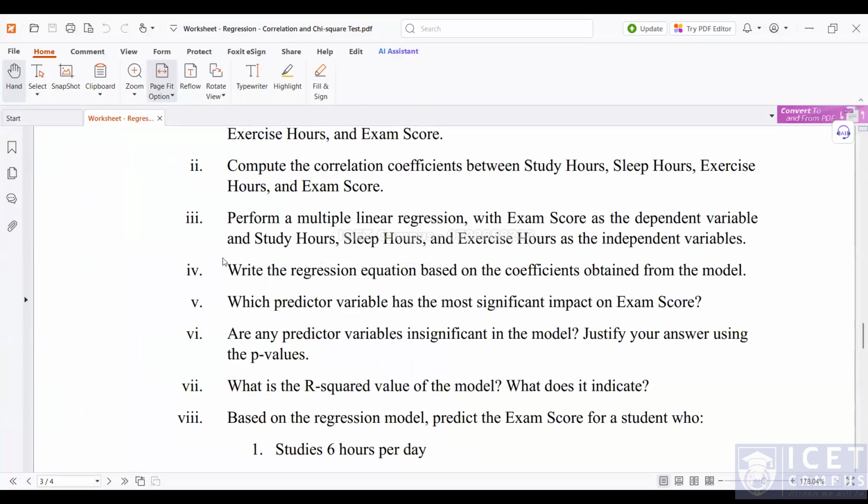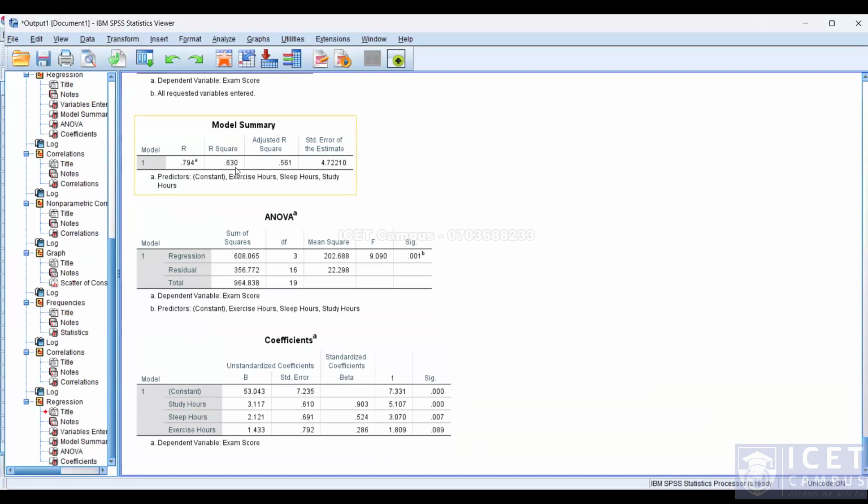What does it indicate? Here the R square value is 0.630. If we convert this into a percentage, that is 63%. I told you that if it is a good model, the R square value should be greater than 0.8, which means 80%. Here it is less than 80%. It means that this is not a very good model to do the predictions.